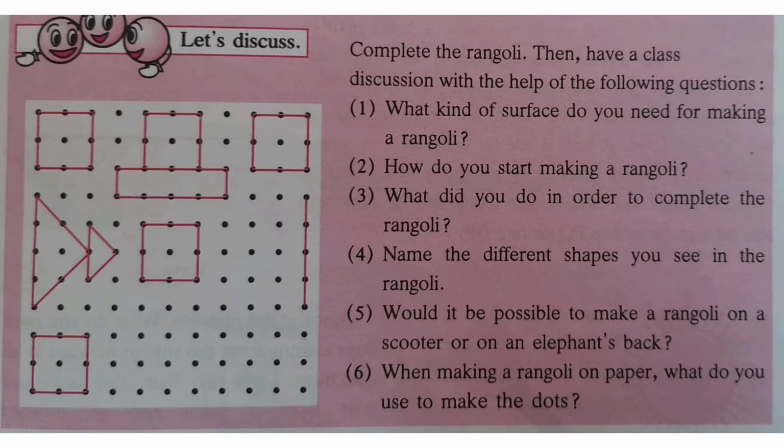How do you start making a Rangoli? First, we will put dots on a plain surface at equidistance and we will draw shapes according to it. What did you do in order to complete the Rangoli? First, we will observe the Rangoli and then according to it we will complete the Rangoli. Name different shapes you see in the Rangoli. We see square, rectangle, triangle in the Rangoli.